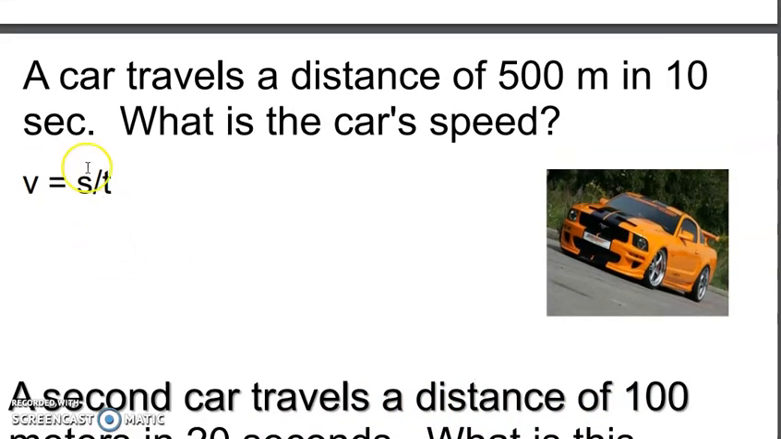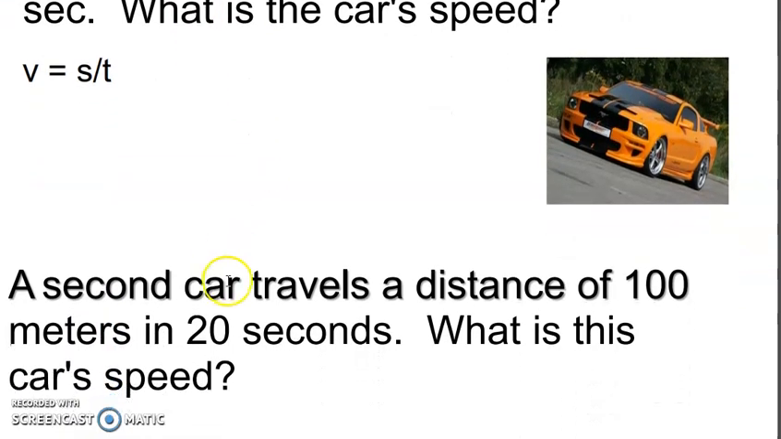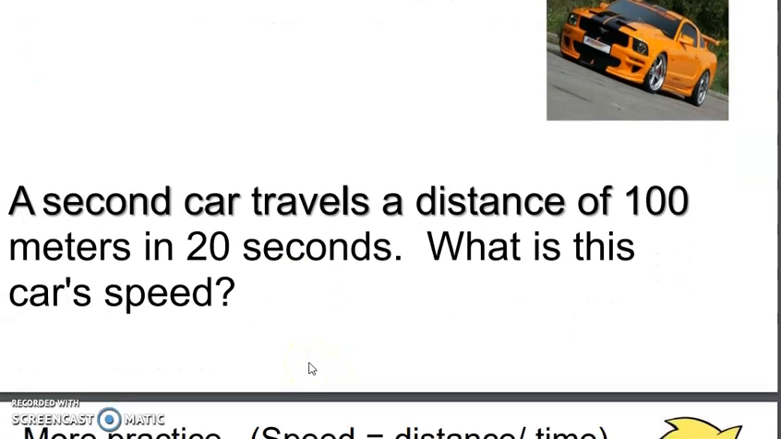So how are you supposed to do the calculation? Those 500 meters will have to be divided by 10 seconds. So 500 meters divided by 10 seconds, and the answer would be 50 meters per second. Now looking at the second calculation, which is 100 meters in 20 seconds. So 100 meters divided by 20 seconds, and you get 5 meters per second. So this is the speed of the second car.